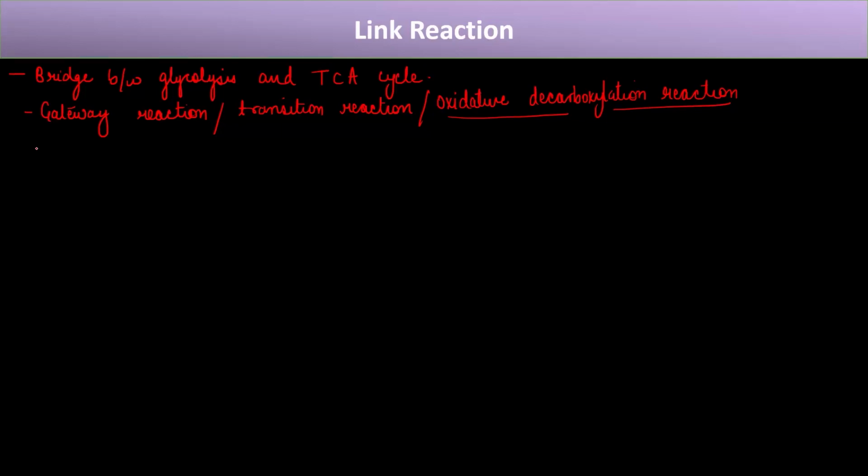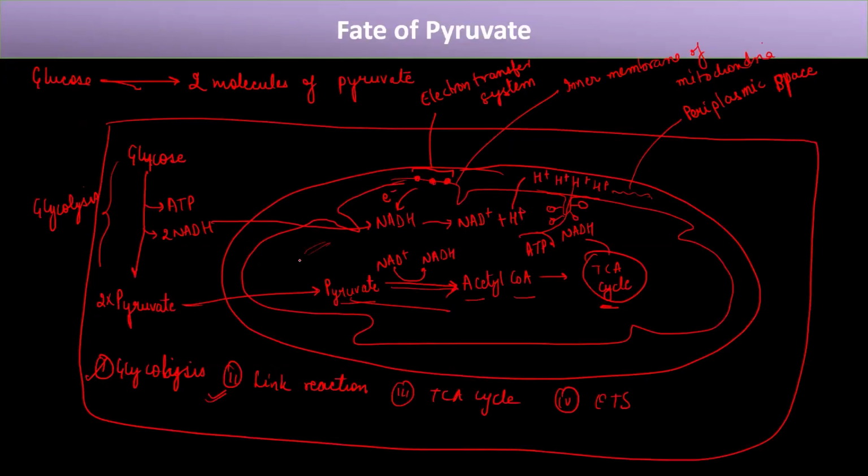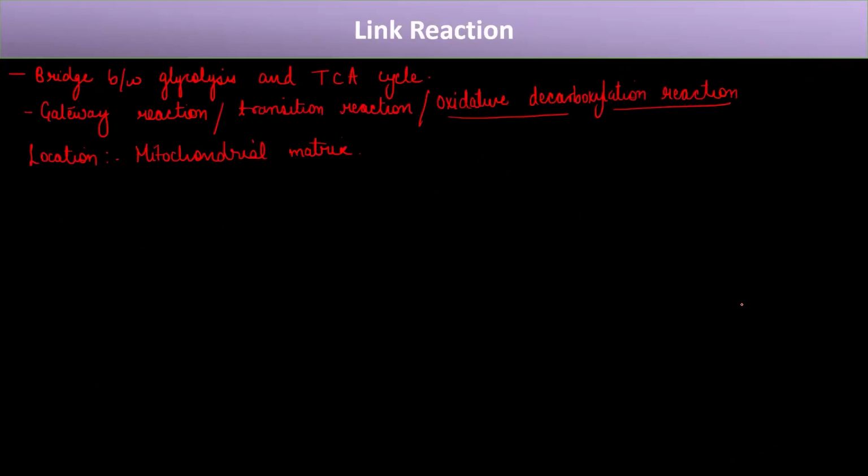Now, what is the location of the link reaction? The location of this reaction is the mitochondrial matrix. In this figure, inside the inner membrane of mitochondria is the matrix. So it occurs in the mitochondrial matrix.